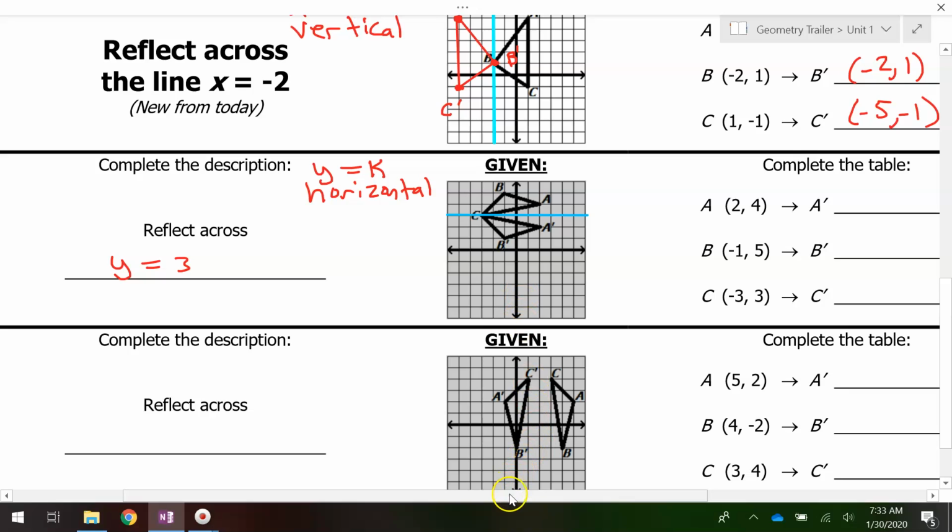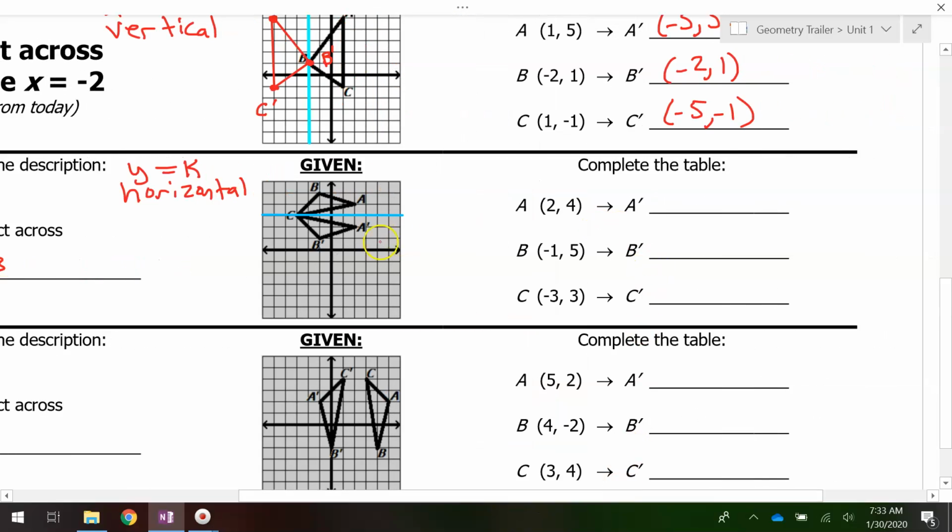Okay, so we can just get the A prime, B prime, and C prime off of the graph. The point C is on the line, so C prime is not going to be any different. It won't move when it's on the line. A prime is right here at 2, 2. And B prime is here at negative 1, 1.